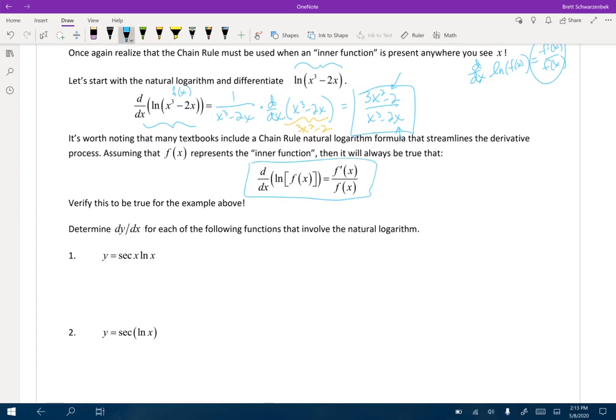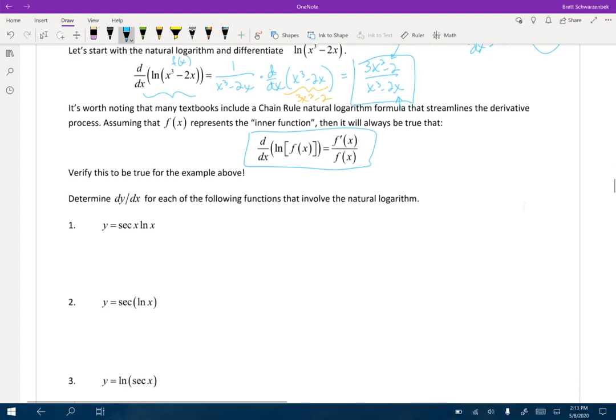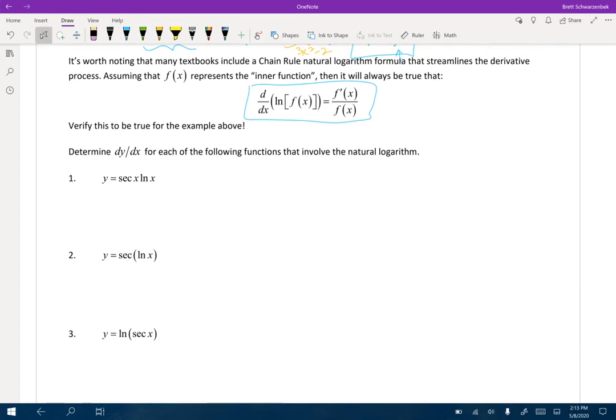So here we go. As I mentioned, there's your shortcut formula. This allows you to find a bunch of different derivatives, but it's worth noting that it's not always going to have an inner function. So let's do some examples below here.